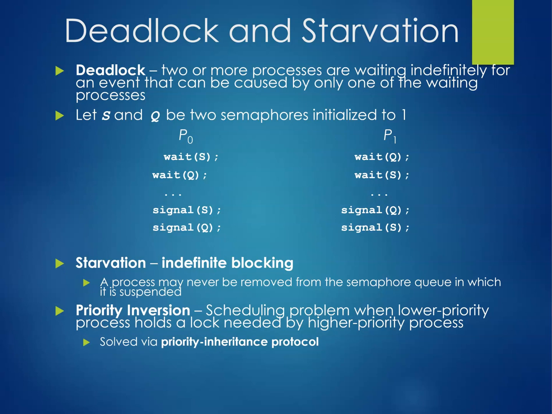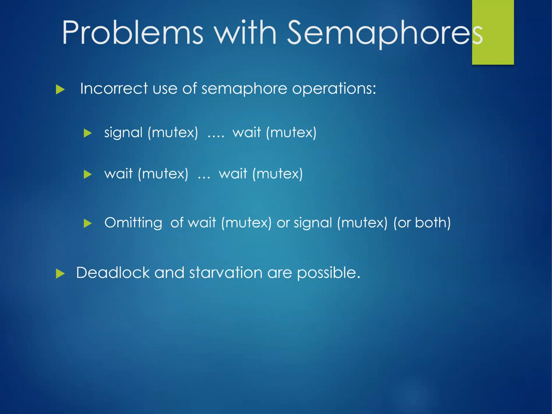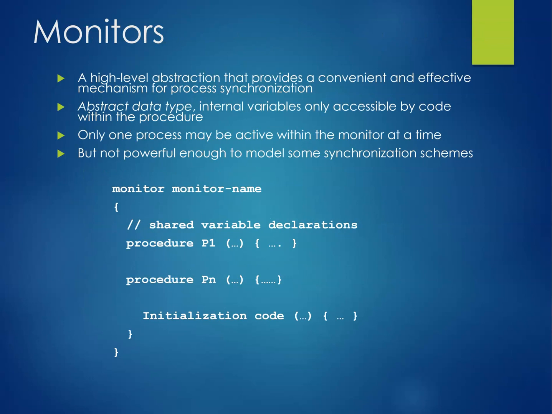So the way this is often dealt with is by what's called a priority inheritance protocol. Basically, priorities get increased or decreased as necessary to break that. So here are some incorrect uses of semaphores: a signal followed by a wait, or a wait followed by another wait, or omitting one or the other. And this can cause deadlock and starvation, and those are no fun.